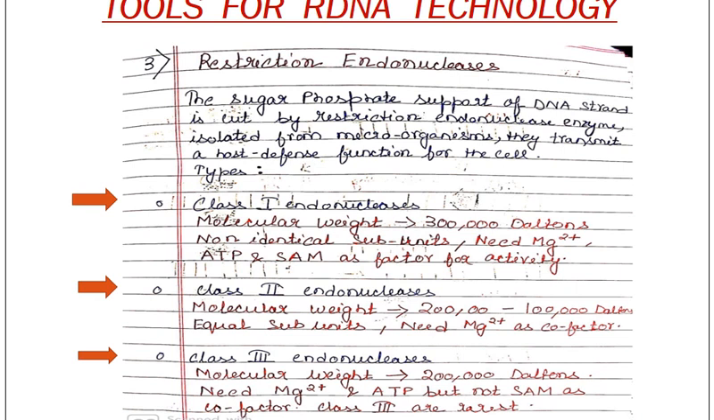The third tool for rDNA technology that is required is restriction endonuclease. So what about this restriction endonuclease? How does it act as a tool? It acts on the sugar-phosphate backbone of a DNA strand, cutting it. The restriction endonuclease enzyme is isolated from a microorganism, and it functions as a host defense mechanism in the cell.